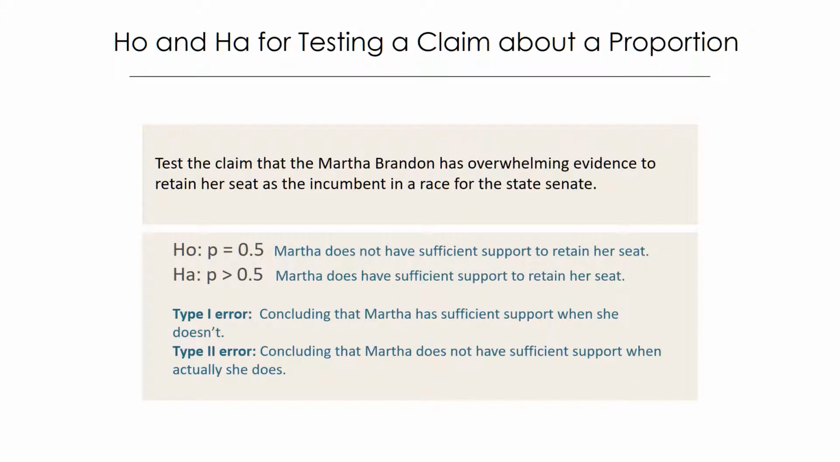And finally, in the example about Martha Brandon, whether she has overwhelming evidence to retain her seat as the incumbent in a race for state senate, the null hypothesis is that p equals 0.5. Martha does not have sufficient support to retain her seat, and the alternate hypothesis is that p is greater than 0.5, that Martha does have sufficient support to retain her seat. A type 1 error in this case would be concluding that Martha has sufficient support when she doesn't, and a type 2 error would be concluding that Martha does not have sufficient support when actually she does.